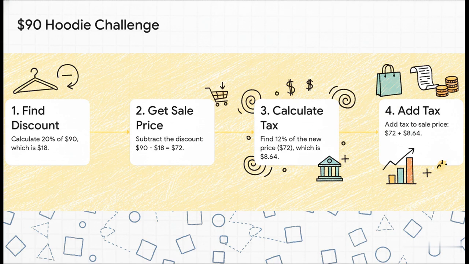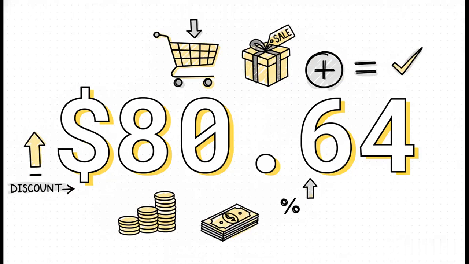Then, and this part is key, we calculate the 12% tax on that new lower price. That comes out to $8.64. You add that tax to the sale price, and there you go. The grand total you'll pay at the register is $80.64. The order is so important here. Discount first, then you tax the new price.